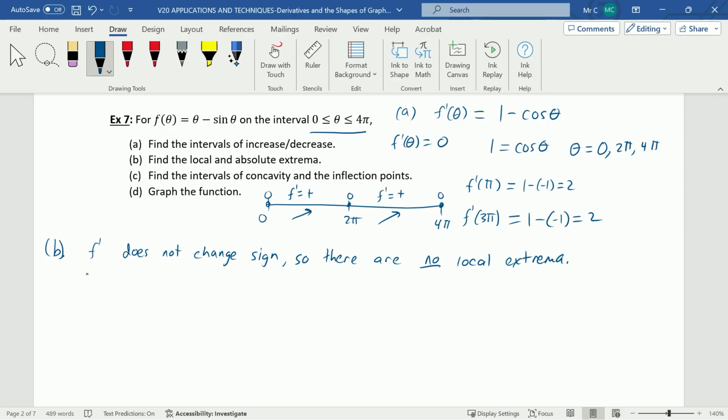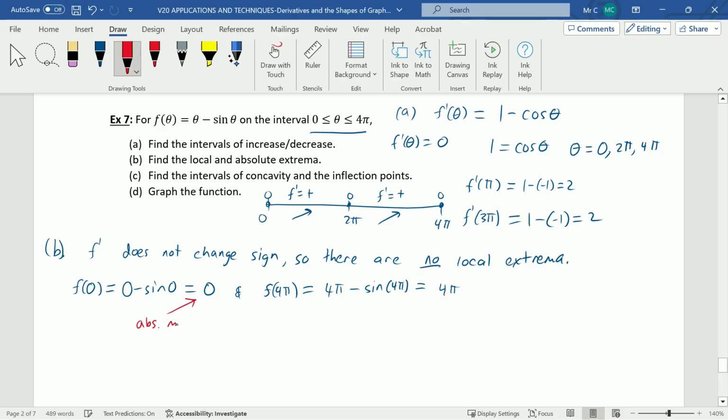On the other hand, if we want to check for absolute extrema, we need to check the endpoint values. So f of 0, that's 0 minus sine of 0, which is also 0. And f of 4 pi, that's 4 pi minus sine of 4 pi. And sine of 4 pi is 0, so this is just 4 pi. So that tells me that 0 is the absolute minimum, and 4 pi is the absolute maximum.